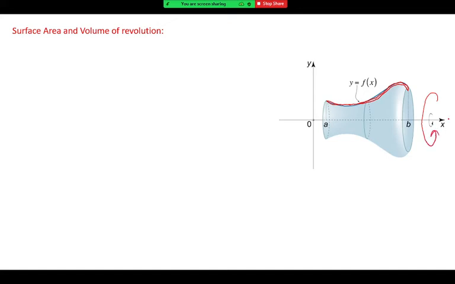Whenever we rotate the curve about the x-axis, it generates some solid. Right now the solid is looking like this. You will observe these are the boundaries here. So these are the boundary equations, and the solid is looking like this.